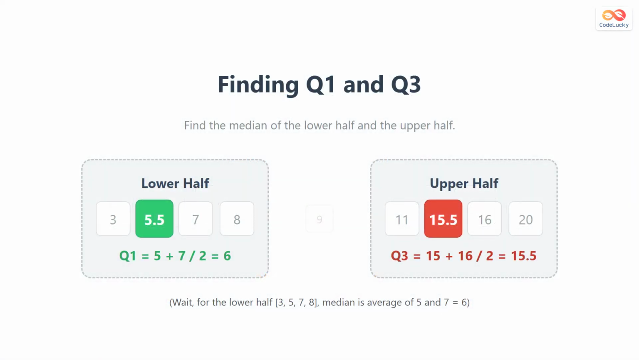Now we find the medians of those halves. For the lower half, the numbers 3, 5, 7, and 8, the median is between 5 and 7. The average of 5 and 7 is 6, so Q1 is 6. For the upper half, the median is between 15 and 16. The average is 15.5, so Q3 is 15.5.